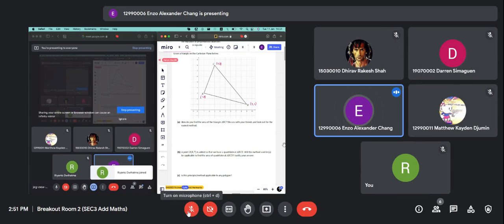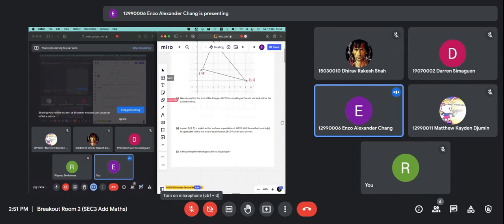Then for pieces, for B, a point D, so that we get quadrilateral ABCD. It should be more or less the same also.